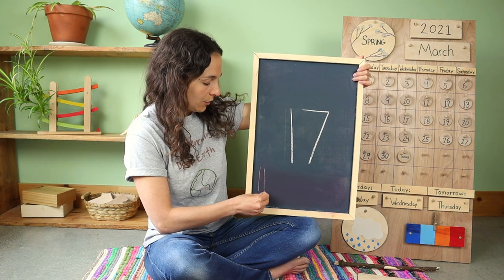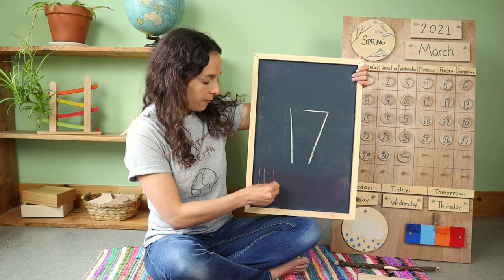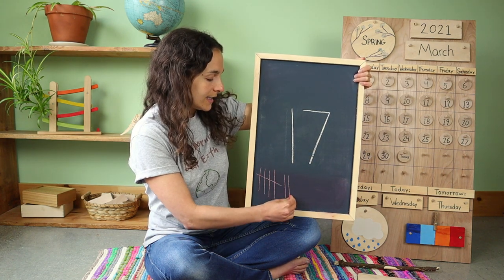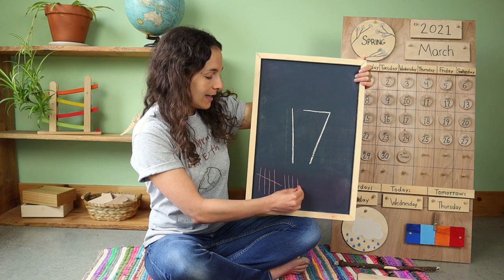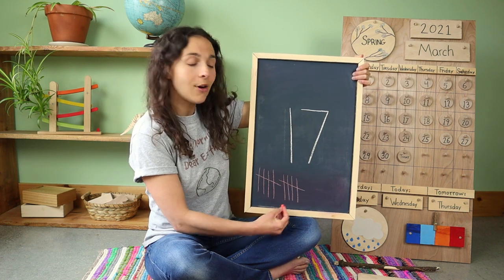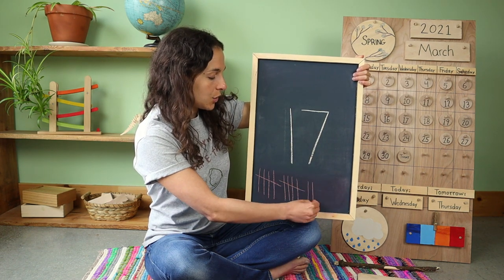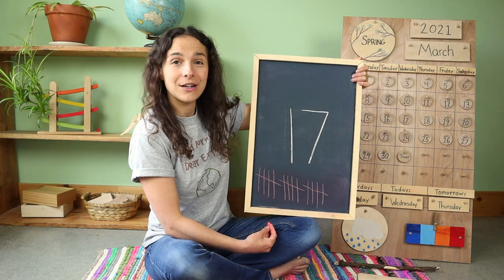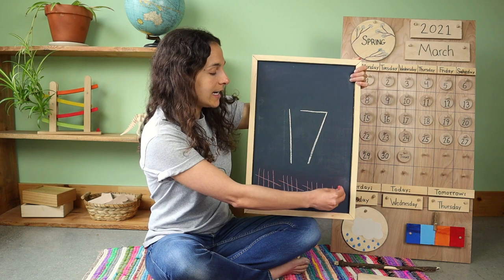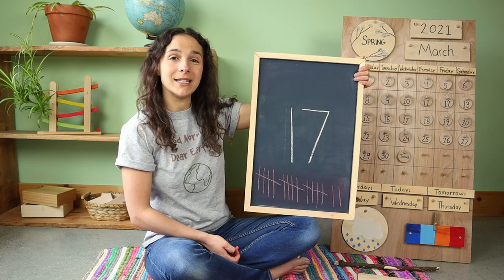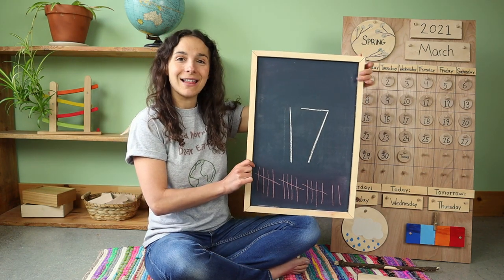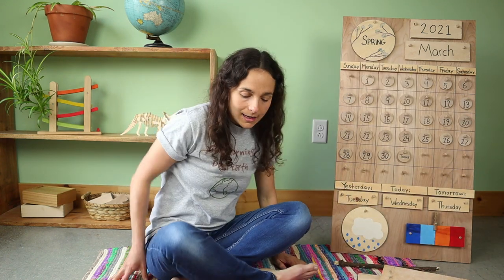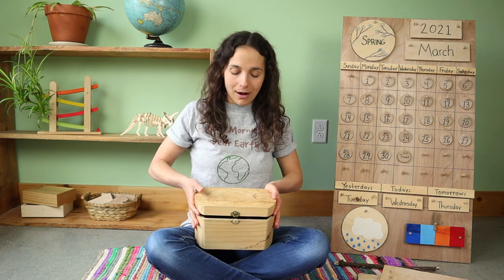Now let's count 17 tally marks together. 1, 2, 3, 4, 5 goes across, 6, 7, 8, 9, 10 goes across, 11, 12, 13, 14, 15 goes across, 16, and one more makes 17. 17 tally marks. And I wonder what we'll find inside of the box to count today.